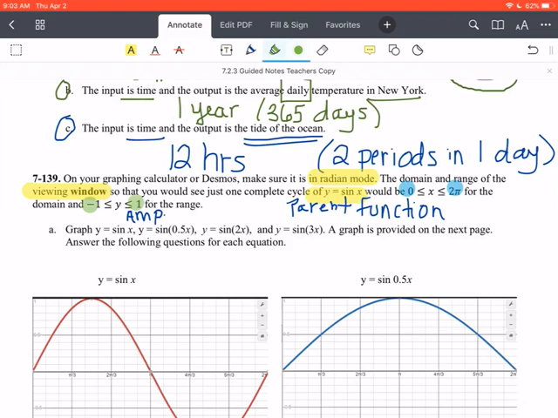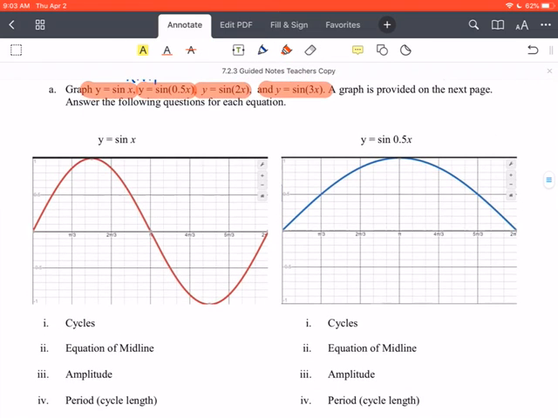So what we're going to do is separately look at 4 different graphs. You can see what the 4 graphs are: y equals sine x, y equals sine of 0.5x, y equals sine of 2x, and y equals sine of 3x. We're going to answer a series of questions, but notice the viewing window on all of these goes from 0 to 2 pi. Every single one of these 4 graphs has a viewing window of 0 to 2 pi, which is the domain, or the length of one cycle, for our parent function.